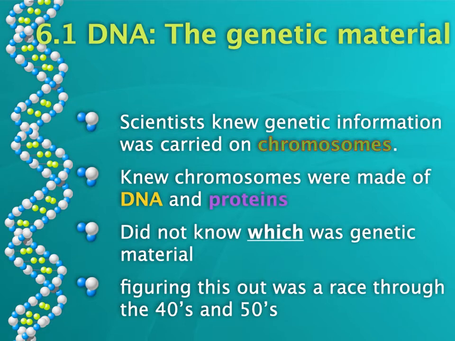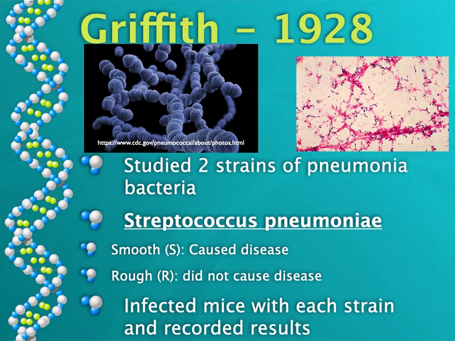Back in the day, scientists knew that genetic information was carried on chromosomes, and they knew that chromosomes were made of DNA and proteins, but they didn't know which was the genetic material. Was it the DNA? Was it the protein? Trying to figure this out was a race through the 40s and 50s, and so we go back in history to 1928 to Griffith, who was trying to figure out how pneumonia made people sick.